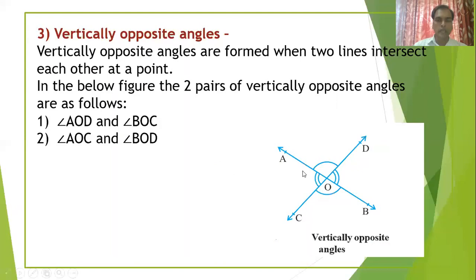Second pair is angle AOC and angle BOD. So this is the second pair of vertically opposite angles. So in this diagram, we can see two lines are intersecting and there are two pairs of vertically opposite angles.